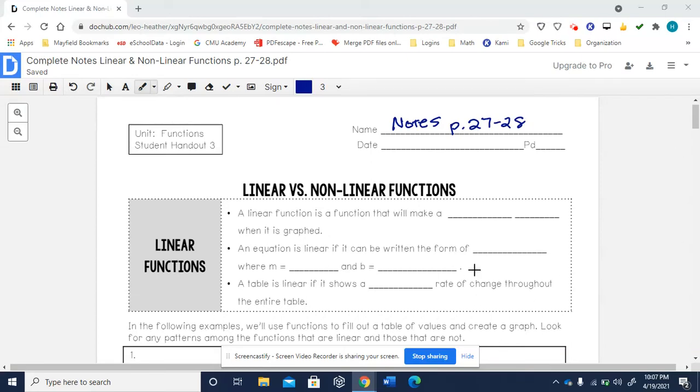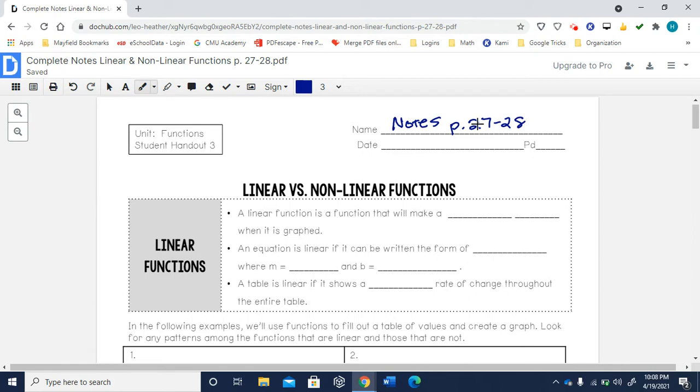Hi everyone. Since we don't have class in person today, as you're doing this video lesson, you're going to fill in the notes. We're going to skip ahead a little bit and then go back since I'm only missing half of you today. So you're going to go to page 27 to 28 in your functions packet and follow along with the lesson. The title of the lesson is Linear versus Nonlinear Functions.